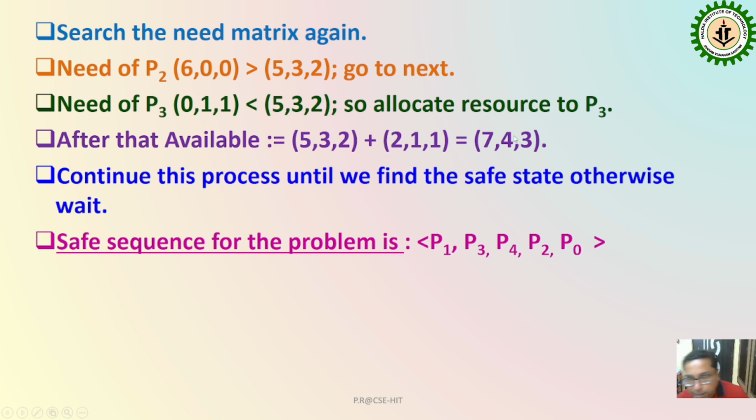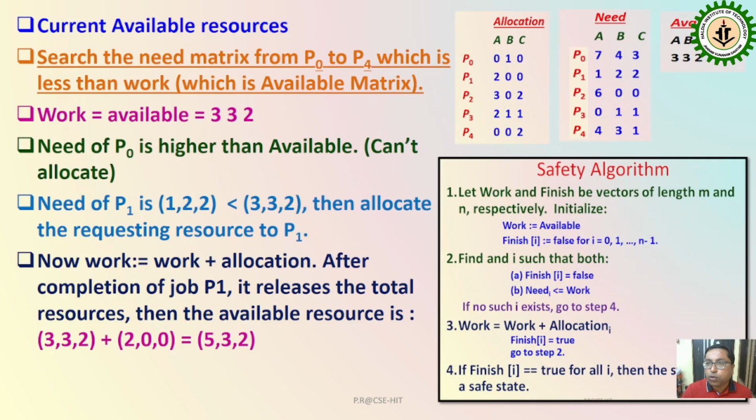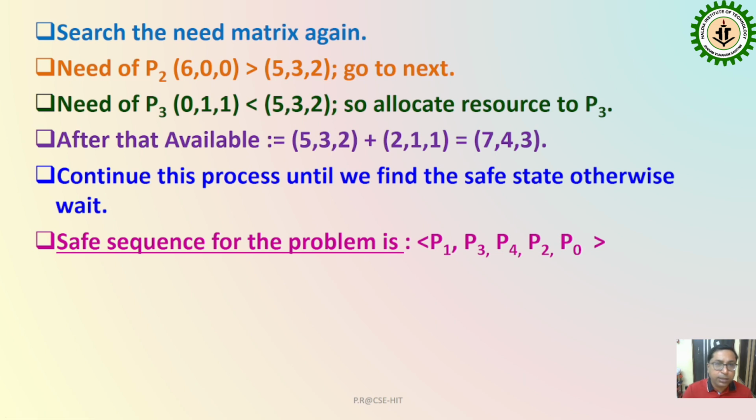So in this way we have to continue all of this. Look at here, the finish[i] is equal to true for all i. That means we have to continue for all the processes. If we are able to allocate resources to all the processes, we can get the safe sequence like this: P1, P3, P4, P2 and P0. So this is the safe sequence we have to find using the safety algorithm.